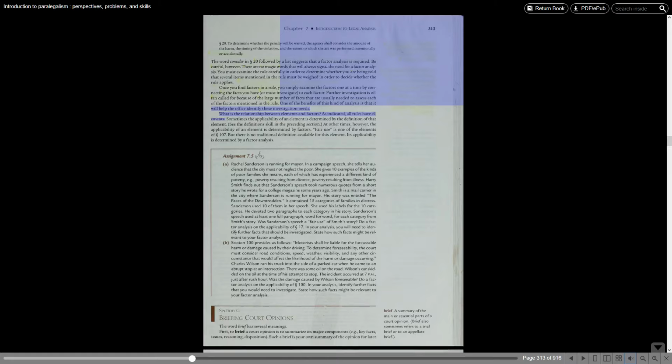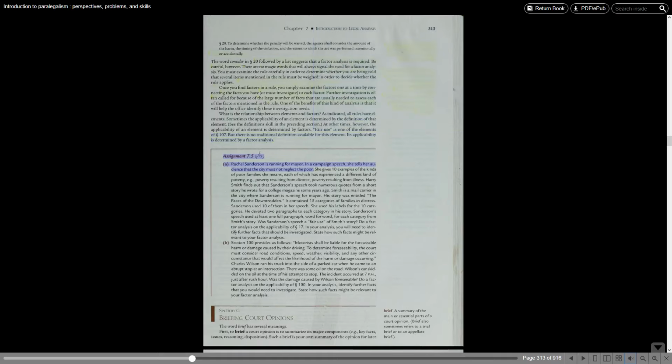What is the relationship between elements and factors? As indicated, all rules have elements. Sometimes the applicability of an element is determined by the definition of that element. See the definition skill in the preceding section. At other times, however, the applicability of an element is determined by factors. Fair use is one of the elements of 107. But there is no traditional definition available for this element. Its applicability is determined by a factor analysis.